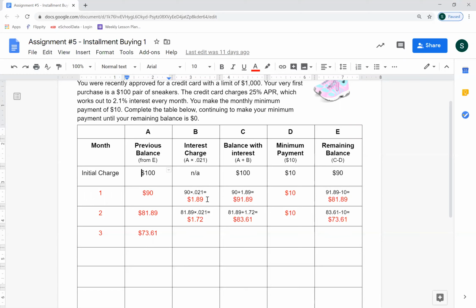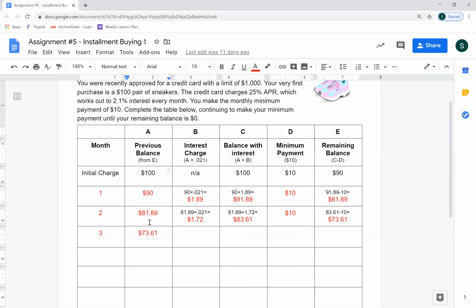So for column C, our balance with interest, we add up the amounts from column A plus B. So I add my balance plus the interest I just calculated, and I have $91.89. My minimum payment will always be $10. So to find my remaining balance, I take what I owe and subtract my $10 minimum payment here. And now I'm left with $81.89.